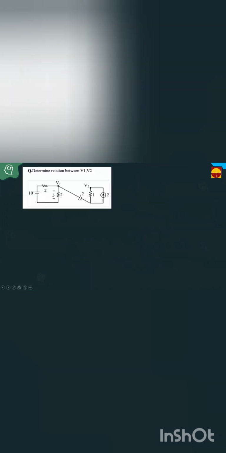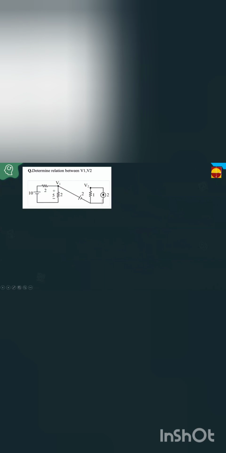Let us see the next one. Determine the relation between V1 and V2. Can anybody answer this question? I think this model I already solved. Once again, I'm solving. But here we can get one important observation, one important concept, from this problem.